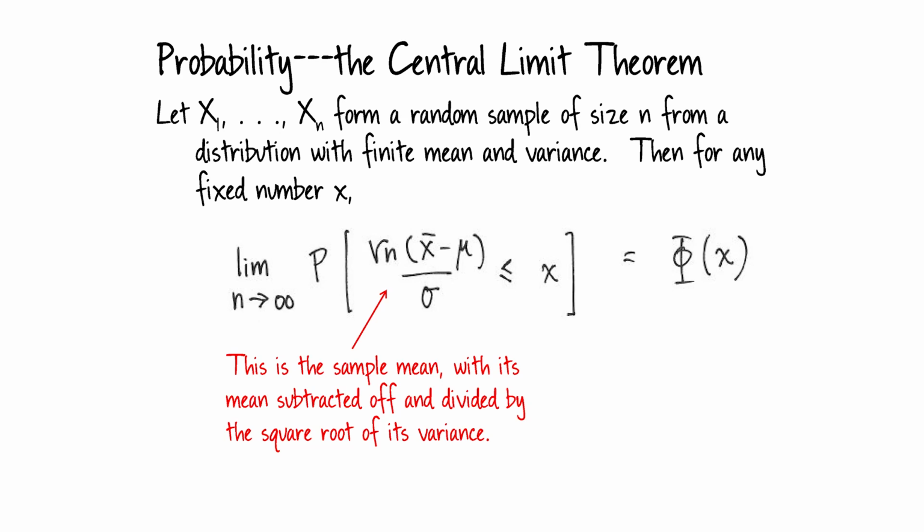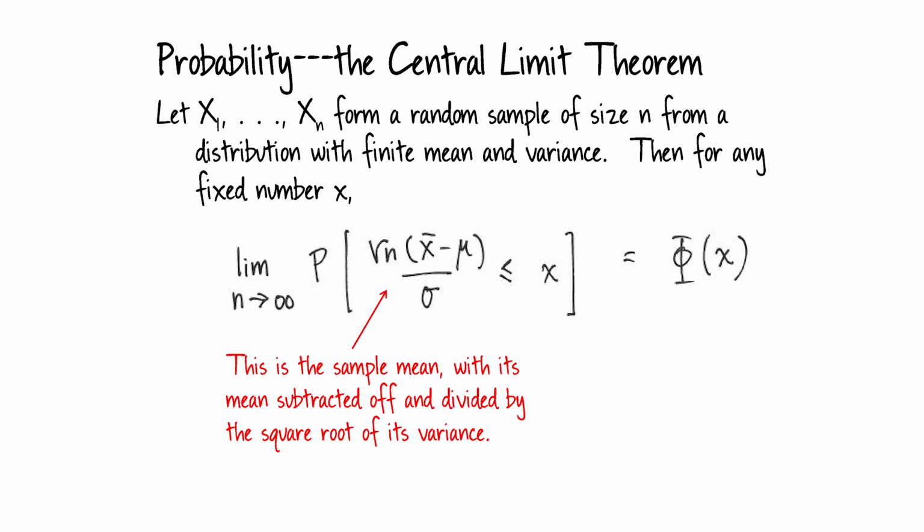So what did Esther say last time about what results from doing this to a random variable? It's called standardization. You subtract off the mean, you divide by the square root of its variance, and you have a random variable that has 0 mean and variance 1. So what I've done is simply taken the sample mean and standardized it. So here's something like the sample mean, but with mean 0 and variance 1.